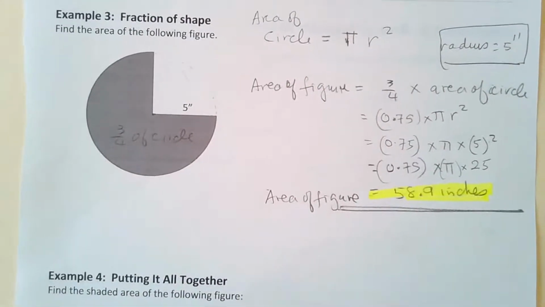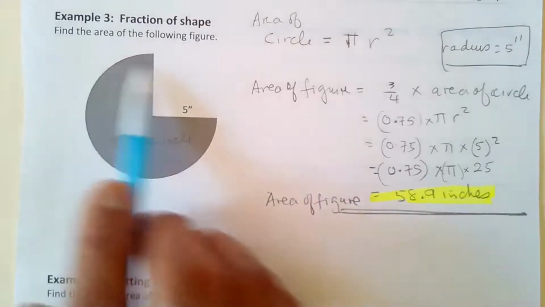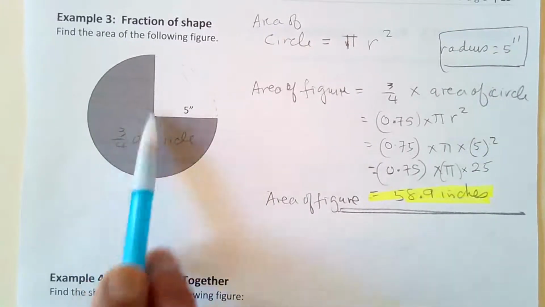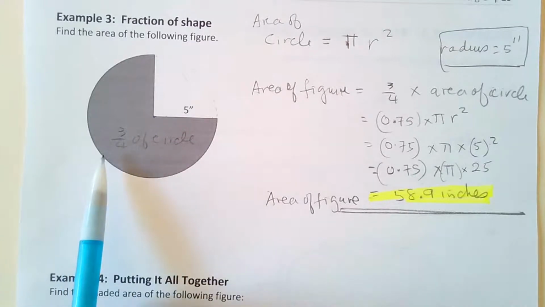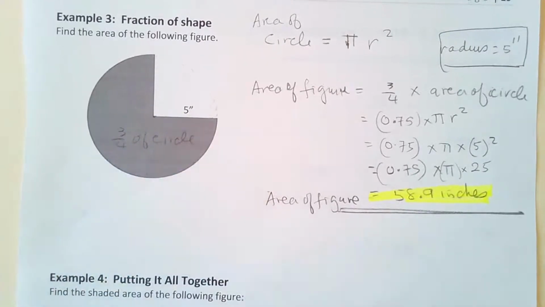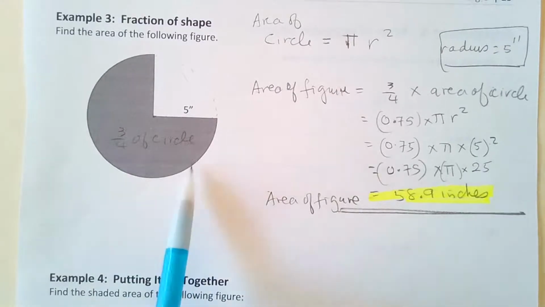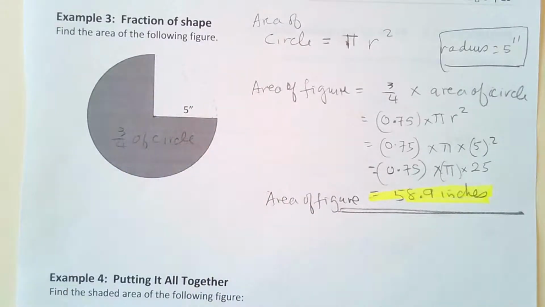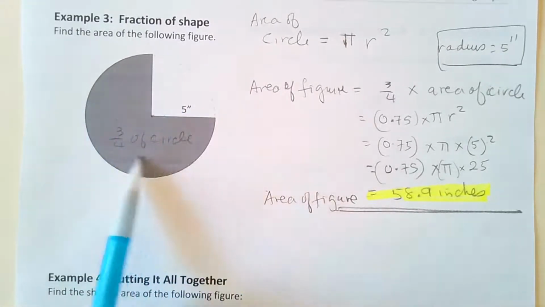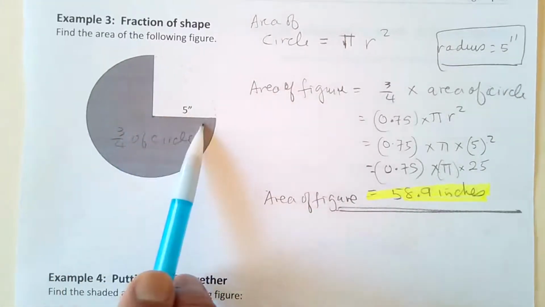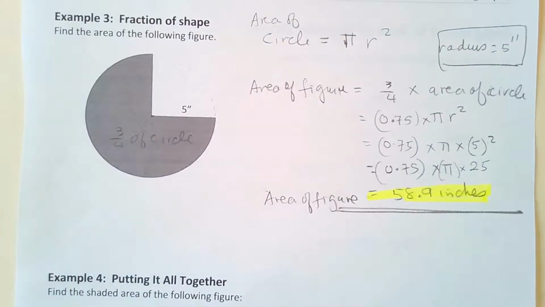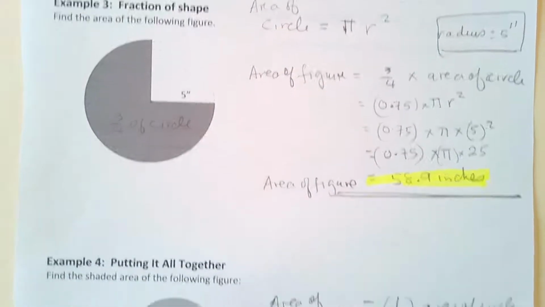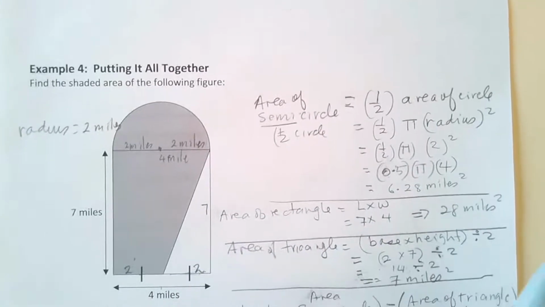The next one, we have a section of a circle, which is 3/4 of a circle. Therefore, we find the area of the circle and find 3/4 of it. The alternative to this question, you can find the area of the circle, then find 1/4 of the circle and subtract it. You'll have the same result. A little bit more work, but it's also another way of completing the question.